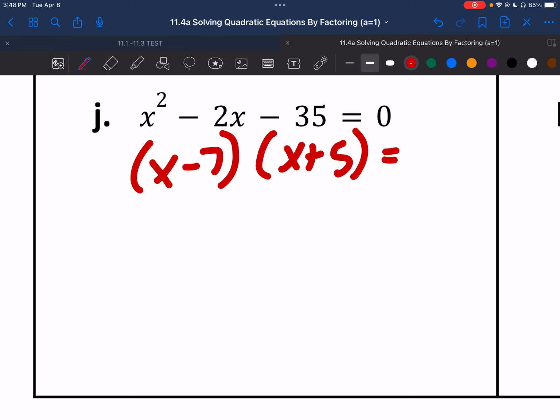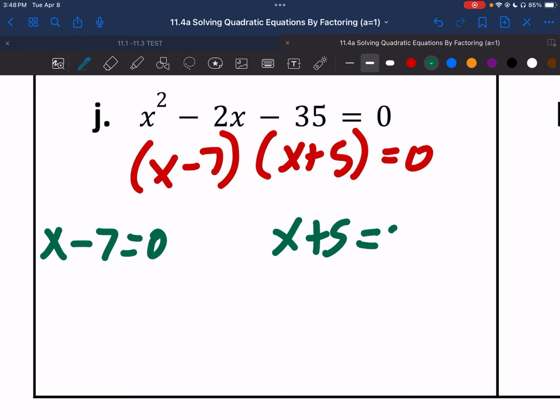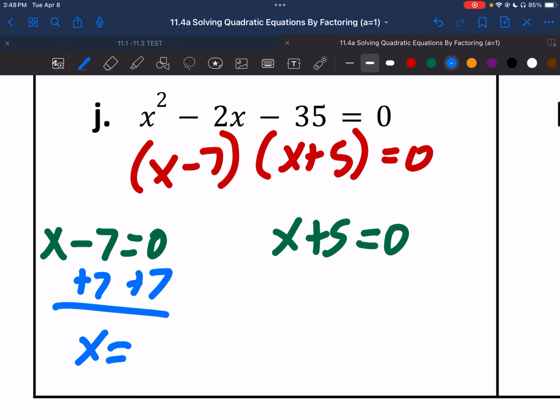So we have x minus 7 equals 0. X plus 5 equals 0, right? Zero product property, one or both of those could be 0. So instead of subtracting 7, we add 7, so x could equal 7. We subtract 5 from both sides, x equals negative 5.